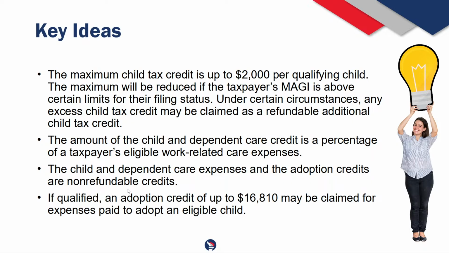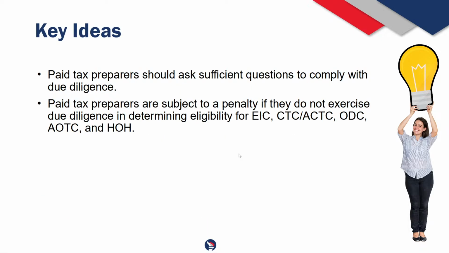If qualified, I will mention this, adoption credit is up to $16,810 lifetime to adopt a child. And that's per child. So if you're adopting 2, each child gets its own lifetime pool. Don't forget to ask sufficient questions to exercise due diligence. And we are subject to the penalty if we don't.